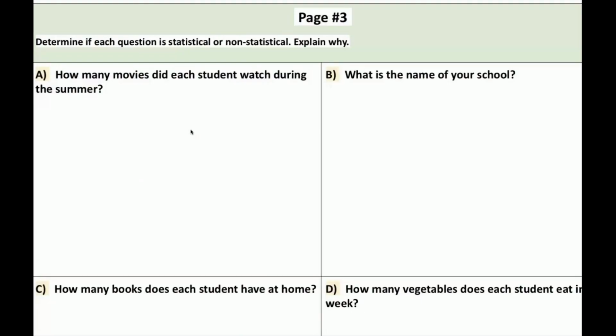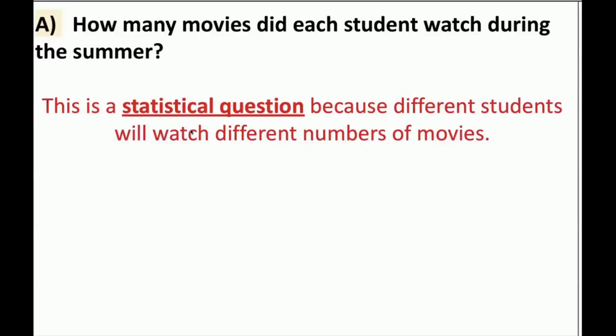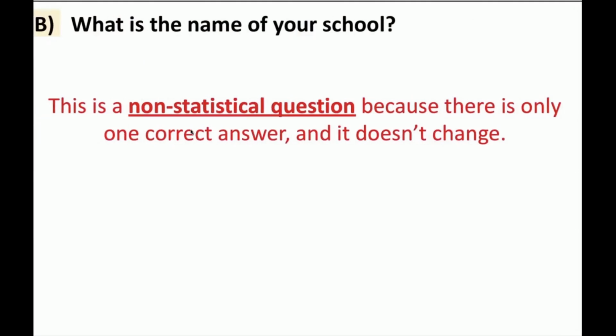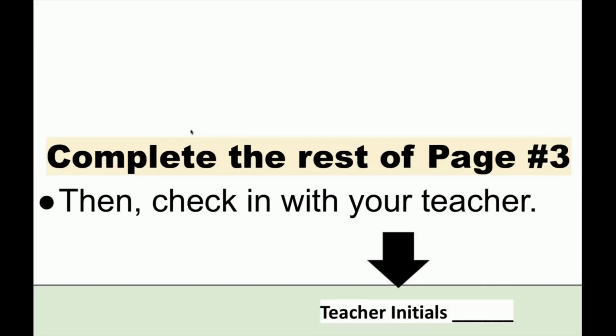Page 3, we're still practicing that first learning target, determining if questions are statistical or non-statistical. We'll do the same thing we did on page 2. Complete A and B, then come back to the video to check your work. Check your work for problem A. Check your work for problem B. Complete the rest of page 3, then check in with your teacher.